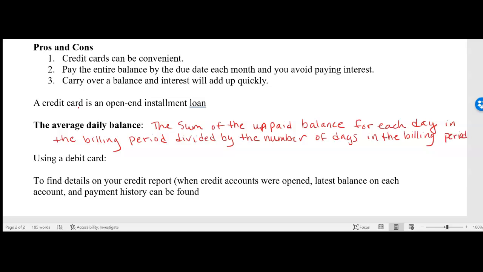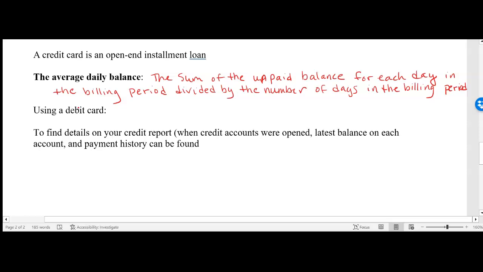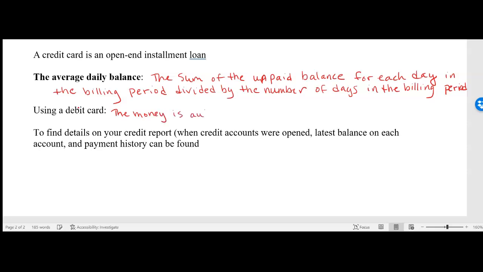So the average daily balance when you're looking at a credit card is basically the sum of the unpaid balance for each day during that billing period, but then divided by the number of days in that billing period. That's what we call the average daily balance. And when you're using a debit card, these are just key things I want to talk about here. The money is actually deducted from your bank account. It's different than a credit card. So it's automatically deducted from your bank account.